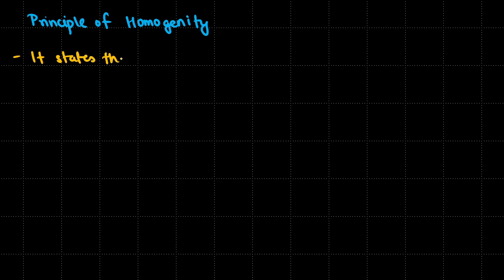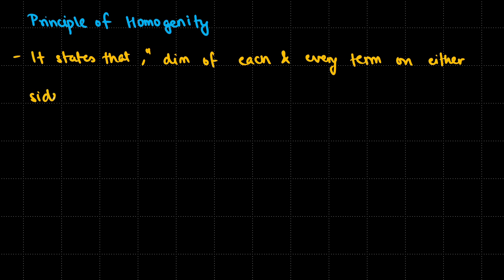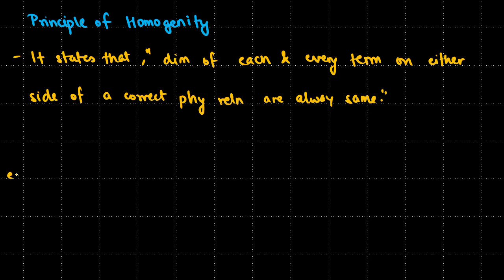So it states that, in inverted commas, the dimension of each and every term on either side of a correct physical relation are always same. So that's the statement. I don't know what that means, but that's the statement.